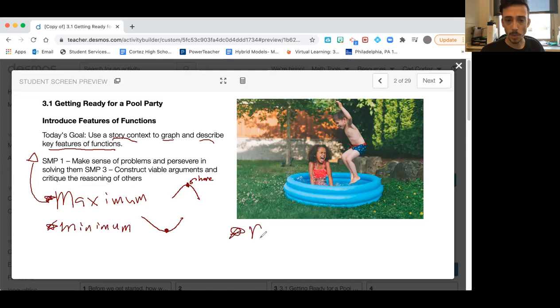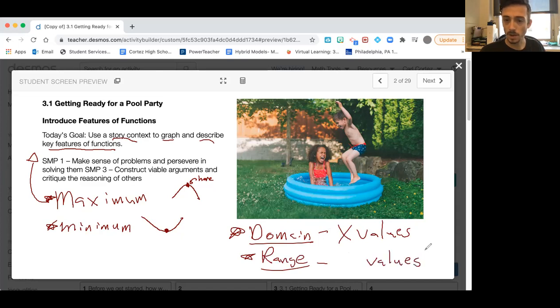You could talk about the domain, which we've seen before, saying it might have been all real numbers or natural numbers or negative numbers or integers, all that good stuff. Again, the domain deals with the x values in the function. The range deals with, well, what do you think? What kind of values? Hopefully you're saying y values. So those are four things you can mention when we talk about functions.